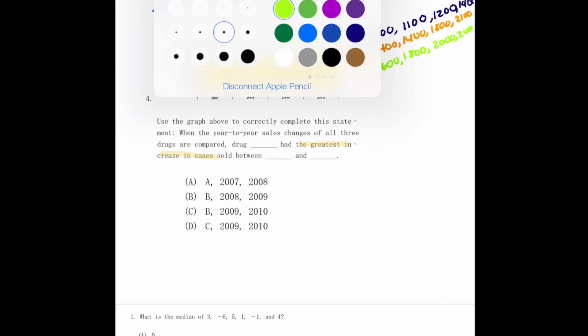So when the year-to-year changes of all three drugs are compared, drug blank had the greatest increase sold between blank and blank. So we have to see what the changes are. If we first look at A, you can see that there is 100 change, another 100 change, and then a 200 change. If we then look at B, there is no change, a 400 change, and then a 300 change. And then if we look at C, we have a 200 change, a 200 change, and a 400 change.